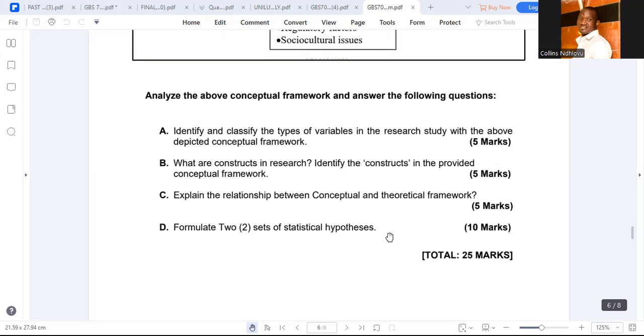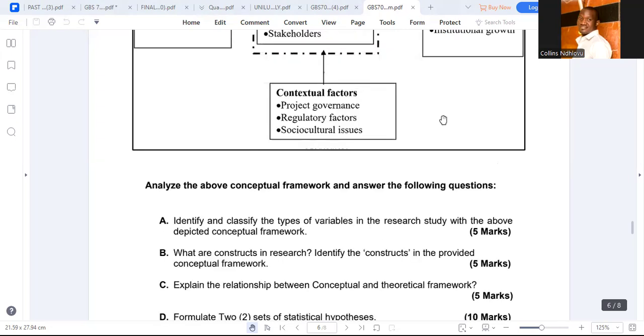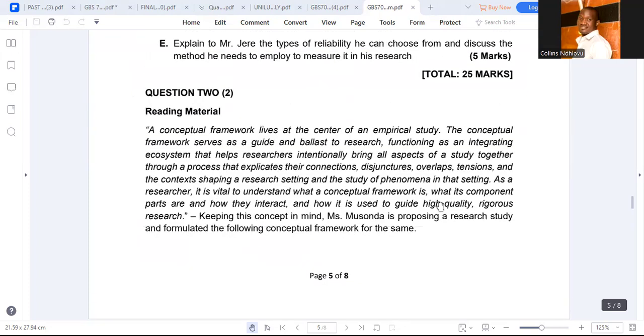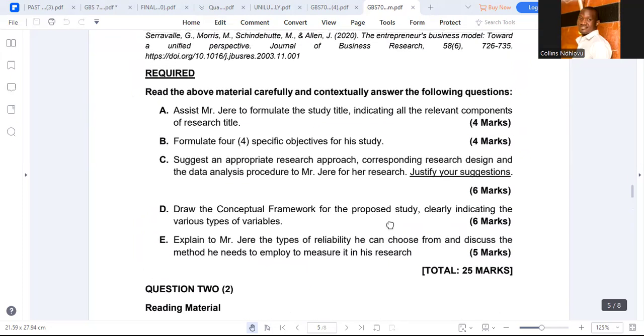So we are done with 2.5 marks. Simple as that. This is how the question was supposed to be done. So every year you are going to have what? A conceptual framework. So the conceptual framework does not miss. Okay? The conceptual framework does not miss.